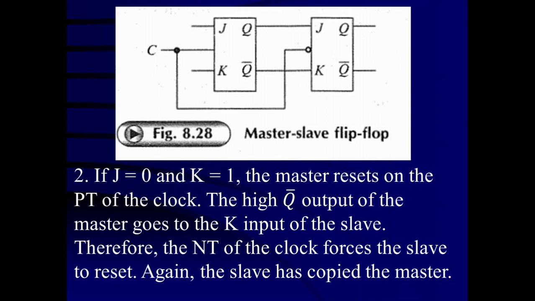If J is equal to 0 and K is equal to 1, the master resets on a positive transition of the clock. Because the master is reset, Q becomes 0 and Q bar becomes 1. So Q bar is 1, and that is the K input of the slave. So the J input of the slave is 0 and the K input of the slave is 1. On the negative transition of the clock pulse, the slave responds to this new input and is also reset. So what happens? The slave copies the action of the master on the negative clock transition.